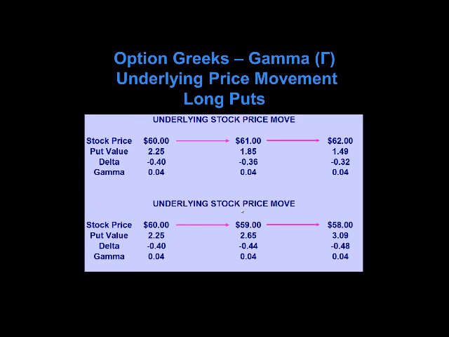But as you can see here with puts, with a negative delta, with a gamma of 4, you can see how you lose money. But for each dollar move up, you're losing less and less and less, which is a good thing. When you're making money with a put, you're making money, and you're making it more and more and more at an accelerating rate on a per dollar move. A good thing, right?